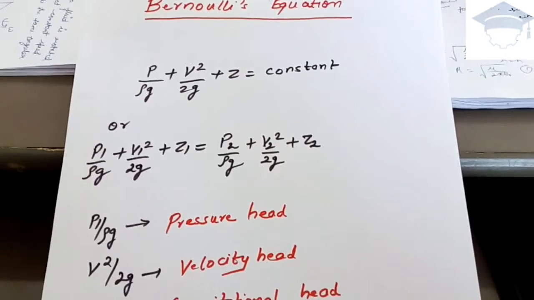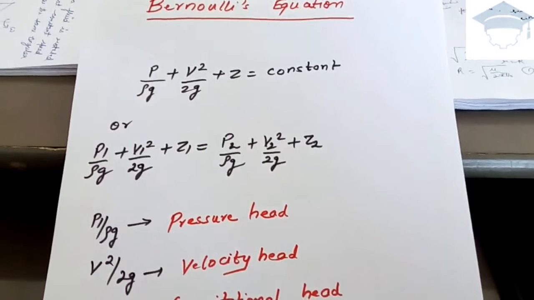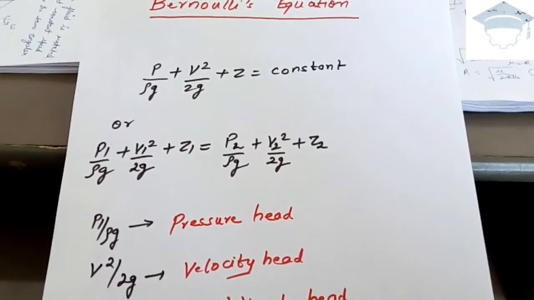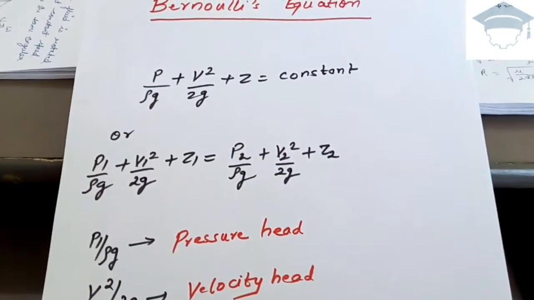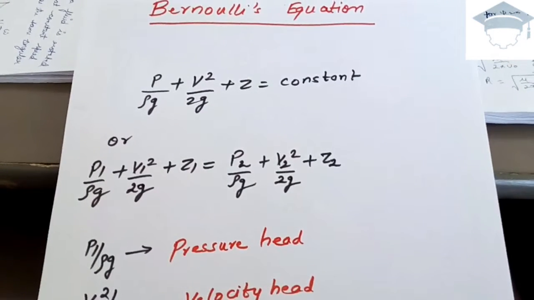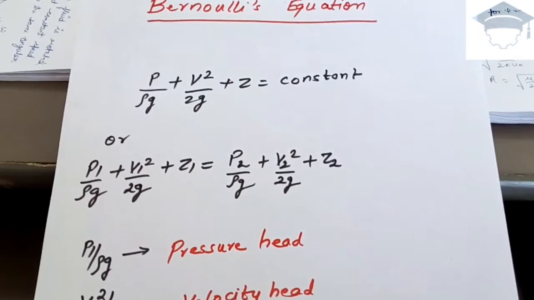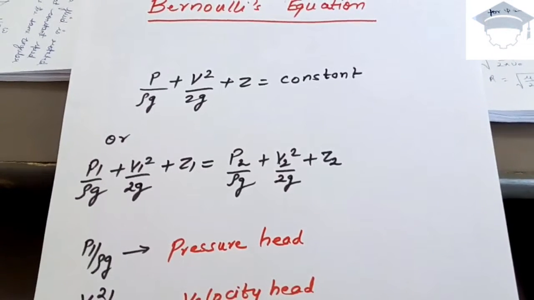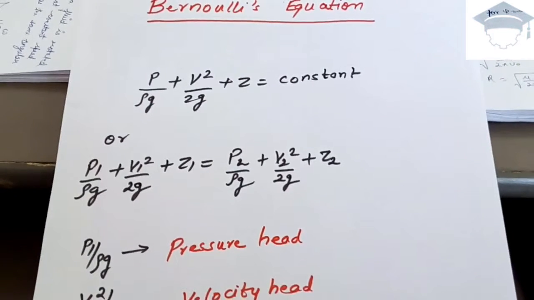Now Bernoulli's equation is given by P by rho g plus V square by 2g plus Z is equal to constant, or we can write P1 by rho g plus V1 square by 2g plus Z1 is equal to P2 by rho g plus V2 square by 2g plus Z2.